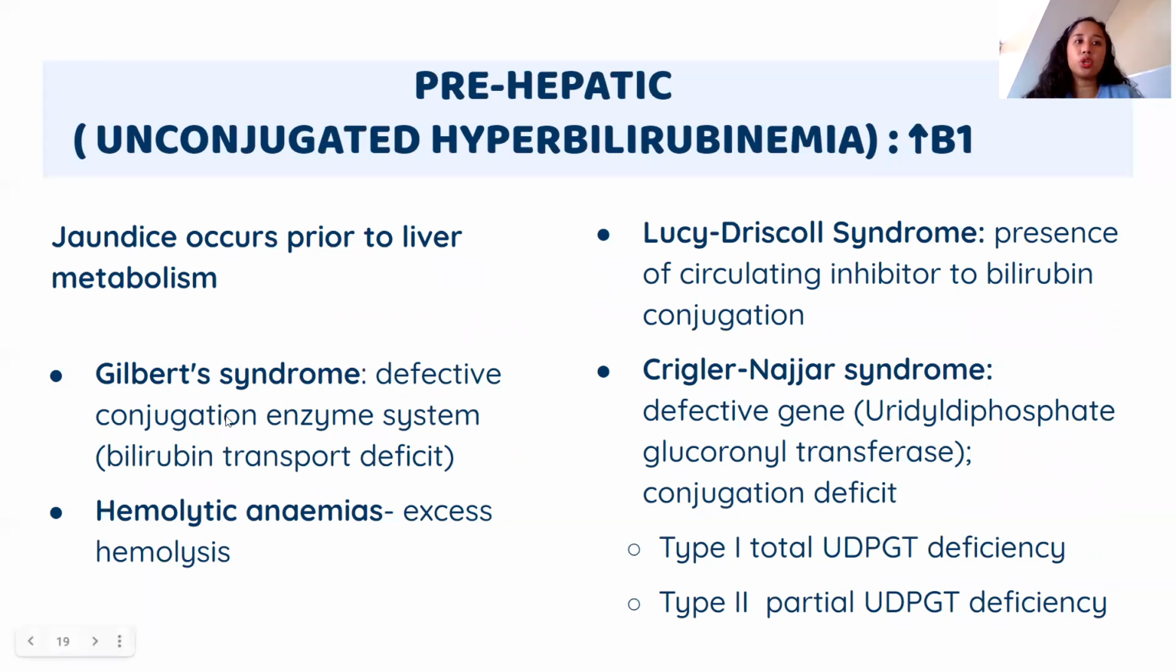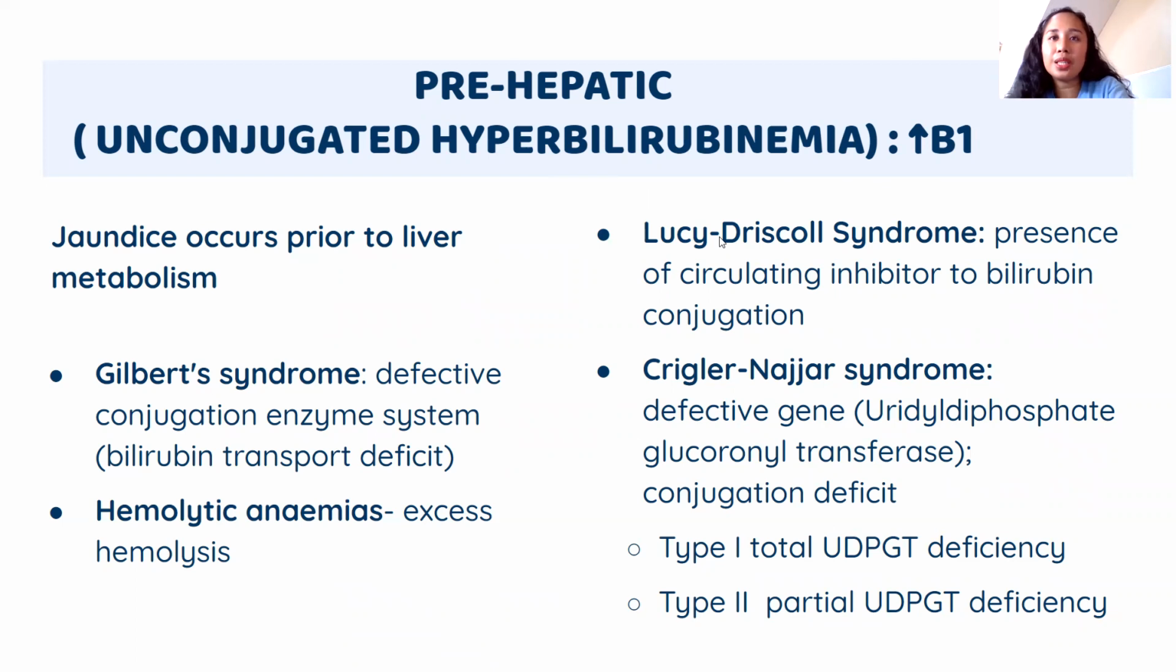Defective conjugation enzyme system. Ibig sabihin, class, it's a bilirubin transport deficit. So, tumataas ang unconjugated bilirubin kasi hindi siya matransport ng maayos. There's something wrong with the conjugation. Ngayon, pre-hepatic pala yung class.